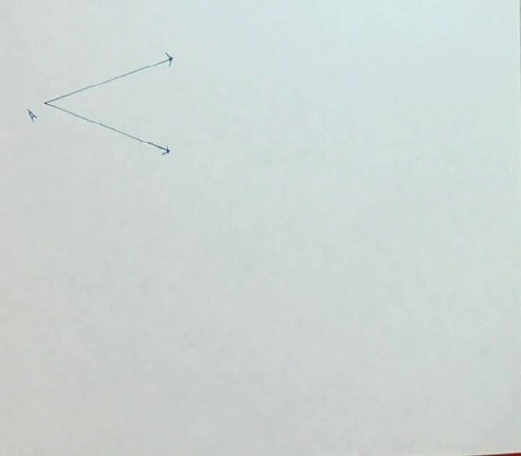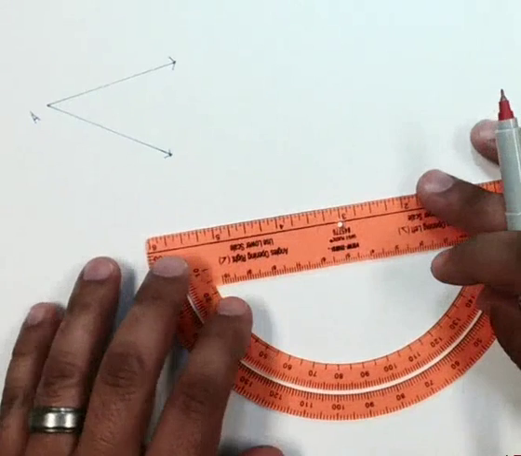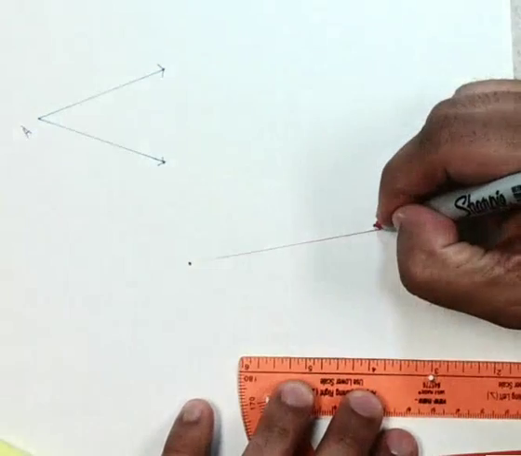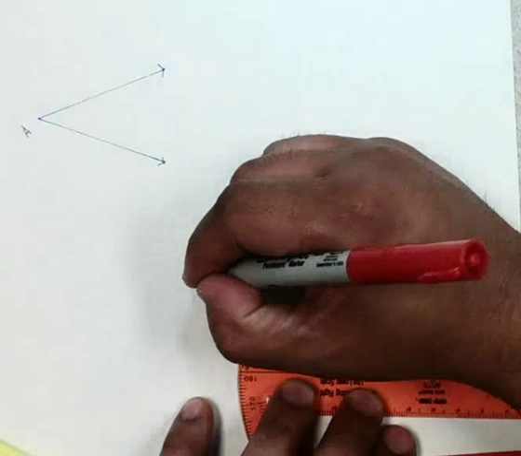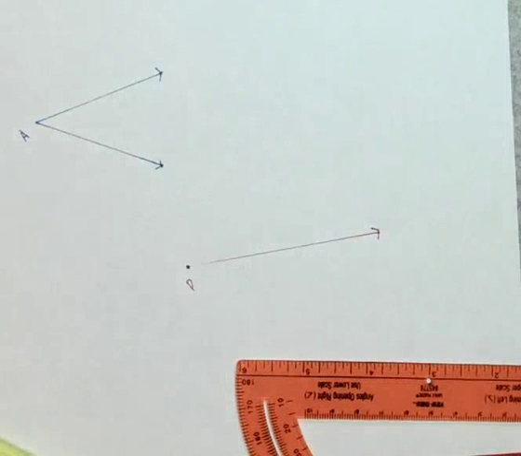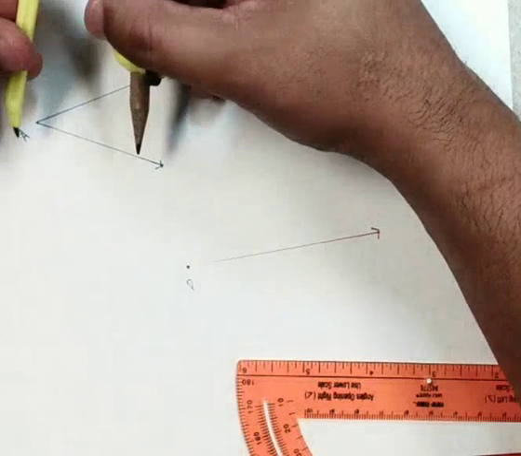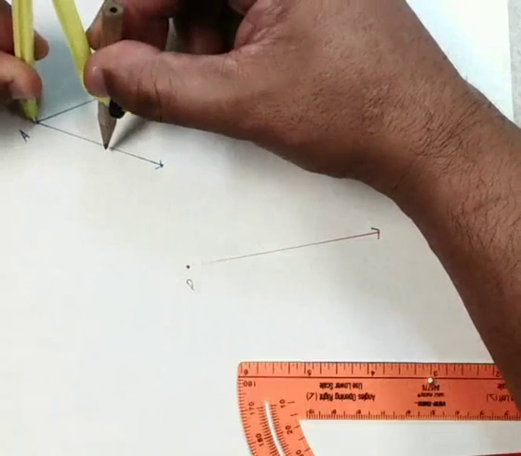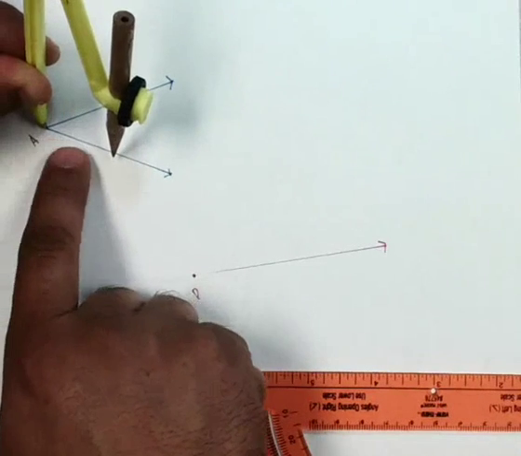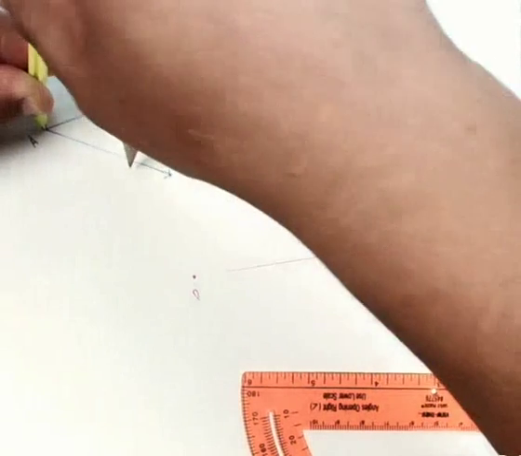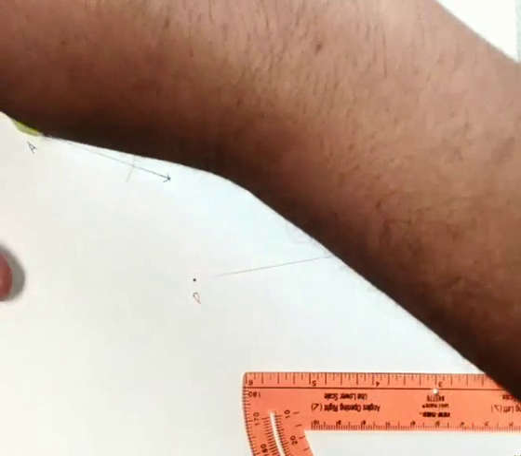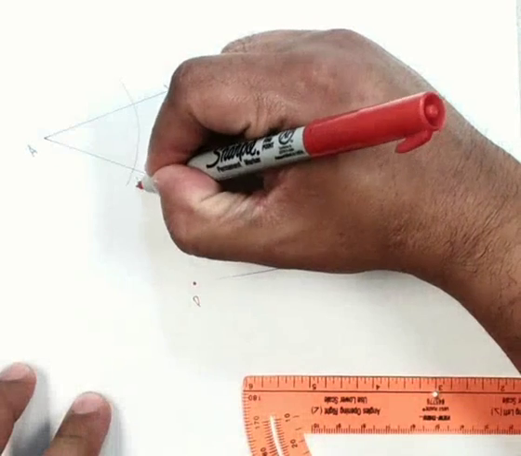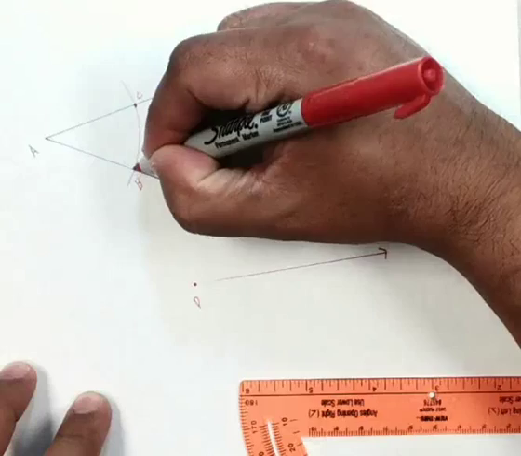Alright, so what I'm going to do first is I need to make a ray. And we can call this point D. Then I want to put my pivot on vertex A, and move my compass so that I'm not too close to this vertex, but it's still on my ray so that I have some intersection points right there. Okay, and we can call those two points B and C. We're going to use them in a minute.